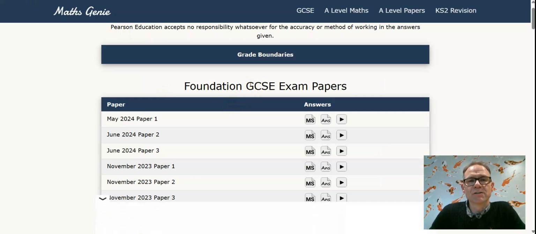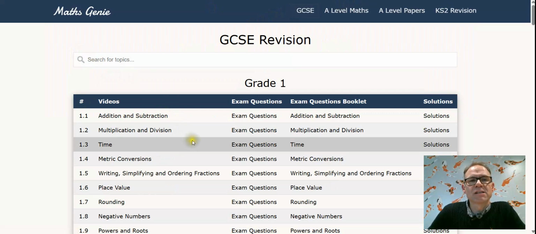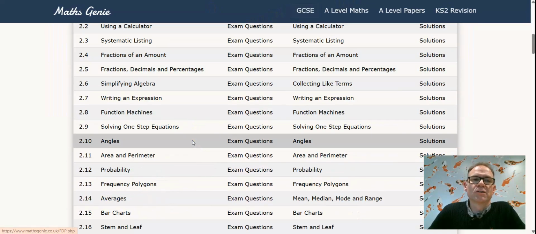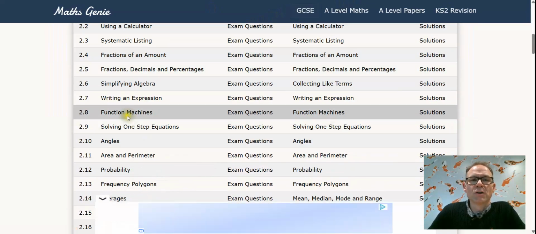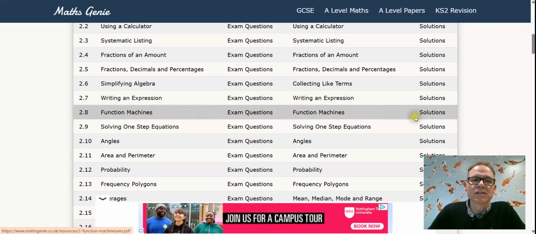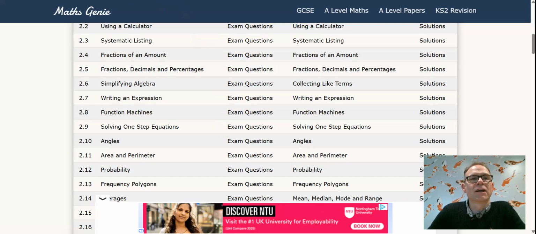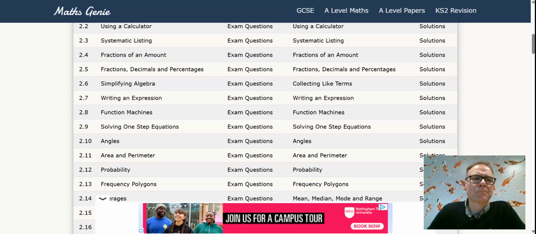So you can do the exam, check your answers, and crucially find out how to do the things you couldn't do. If you identify a topic that you need help on, go back up to GCSE and topics, GCSE maths, and then just look up the topic it was that you were stuck on. And you can watch a video about the topic, answer some more questions, get the answers, and hopefully you've resolved that issue and you've revised that topic and you can tick it off as something you understand.